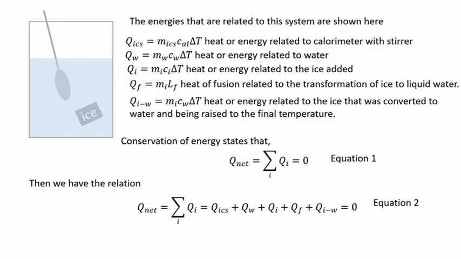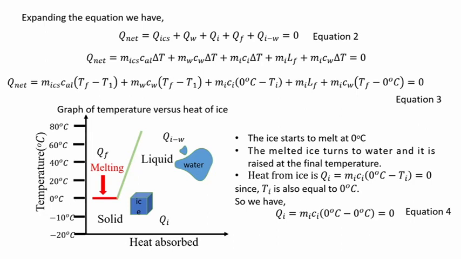We recall the conservation of energy, which can be expressed by the formulation shown in equation 1. Plugging in the different energies or heat, we have equation 2. Expanding the equation for the net heat, we have equation 2. Substituting the equations of the different heat, we have equation 3.